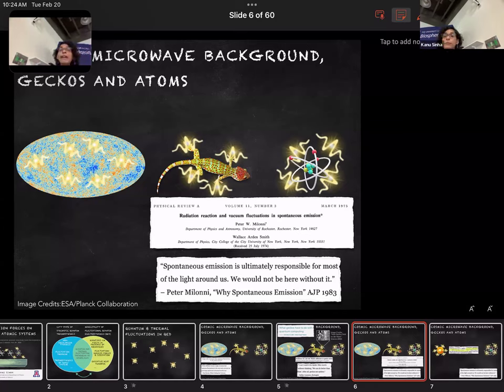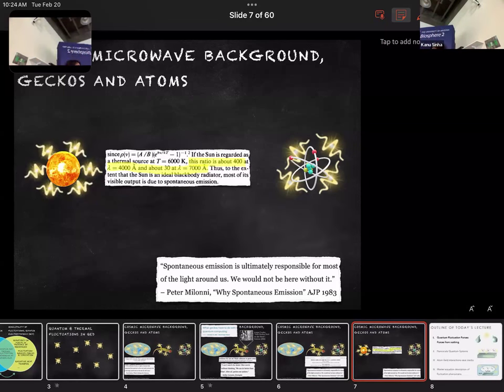In fact, spontaneous emission, if we look around us, is responsible for most of the light that we see around us. If you do a quick back-of-the-envelope calculation, which is something perhaps you can do as homework, if you were to consider the sun as an ideal black body radiator at 6,000 Kelvin or whatever the temperature of the sun is, and you calculate the ratio of the stimulated to spontaneous emission, you would find that most of the light in the visible spectrum is due to spontaneous emission.